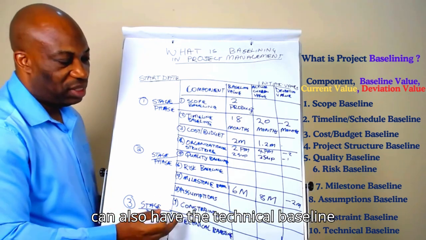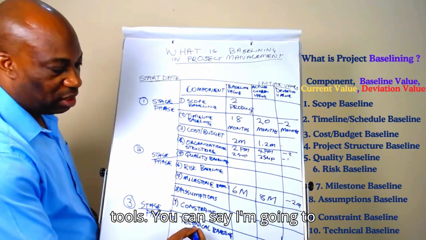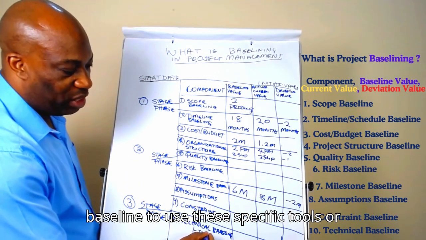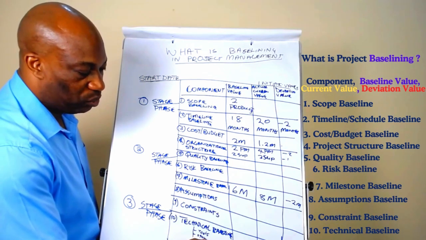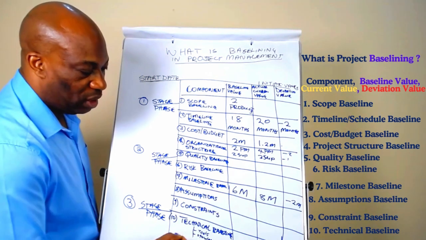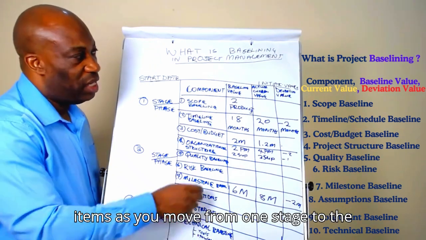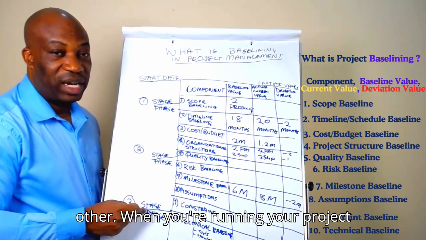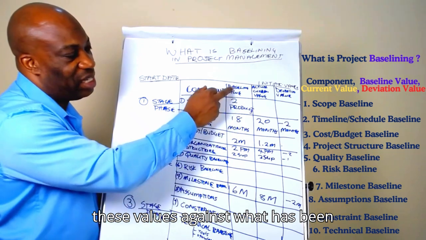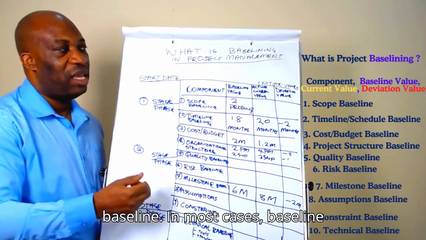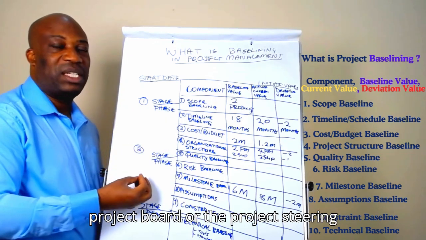You can also have the technical baseline items. For example, you can talk of tools. You can have a technical baseline to say, I'm going to use these specific tools or these specific standards, for example. You might talk of standards, technical standards. So you also baseline these items. As you move from one stage to the other, when you're running your project up to the end, you make a comparison of these values against what has been baselined. In most cases, baselined items are approved by either the project board or the project steering committee.